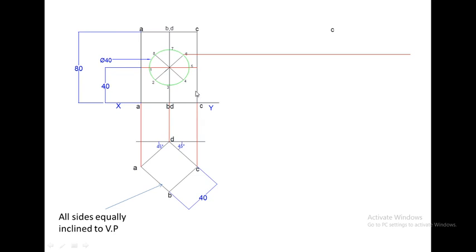Now what was the reason for dividing this circle into 8 equal parts? By dividing the circle into 8 equal parts, we have got the points of intersection. Students, when we will develop the lateral surface, we have to draw this hole in the lateral surface also. So for drawing this hole, we have to mark the points of intersection. So we have divided this circle into 8 equal parts.